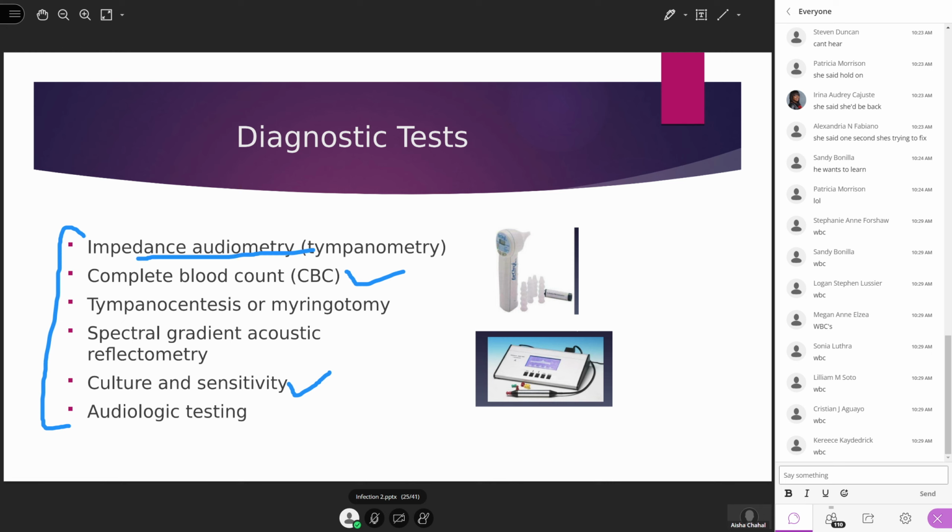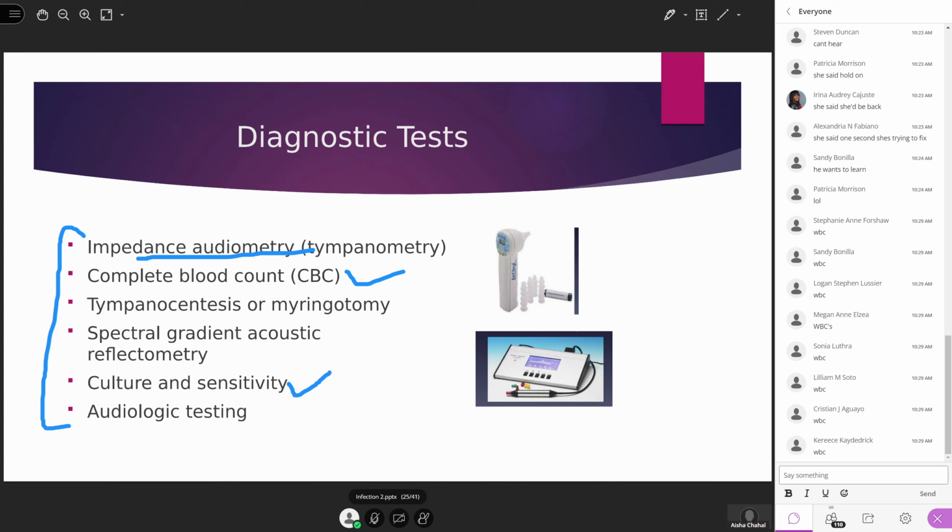Impedance audiometry, right? In NCLEX, again, they're not going to ask you directly about these tests or directly about the microorganisms, but it can be present in the stem. So make sure that you know something about these tests, right? It can be there in the stem.